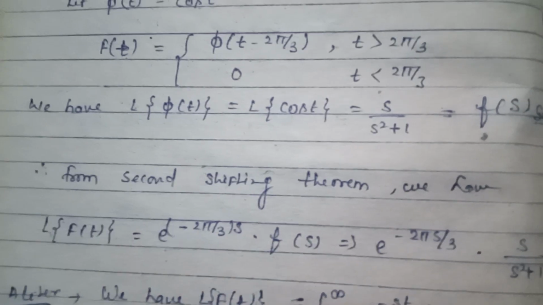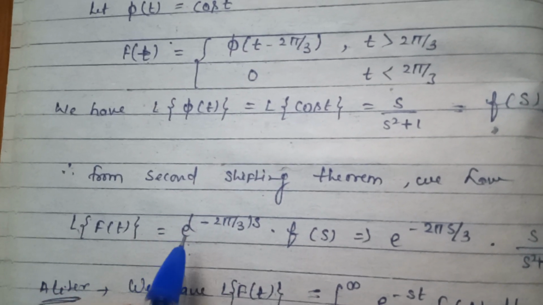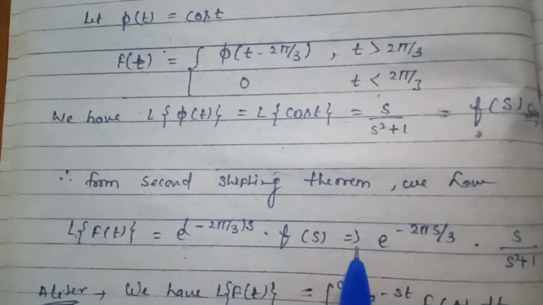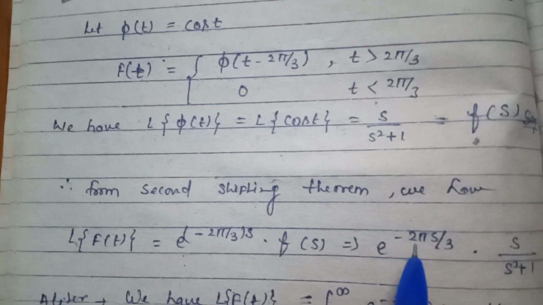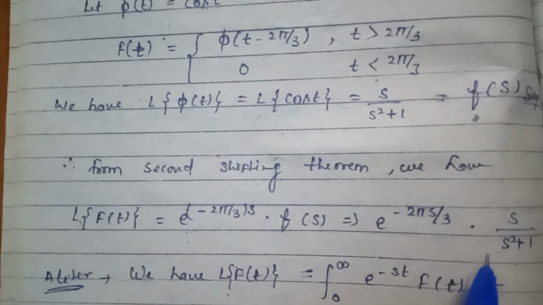We can say from the second shifting theorem, we have Laplace f(t) is equal to e to the power minus 2 pi by 3 s into f(s), which implies e to the power minus 2 pi s by 3 into s by s square plus 1.